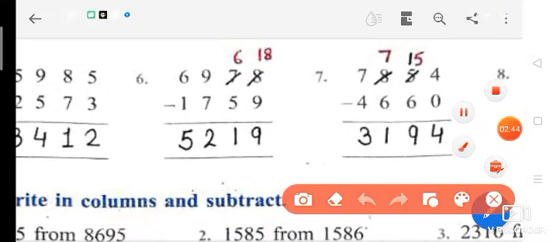See, some students are doing mistakes. So you have to do practice. More practice if you will do, mistake should not be there. Okay. Now see, 6978 you have to subtract 1759.